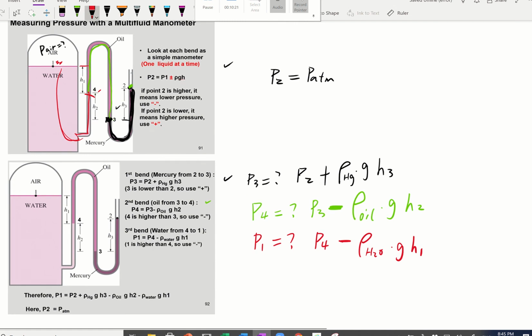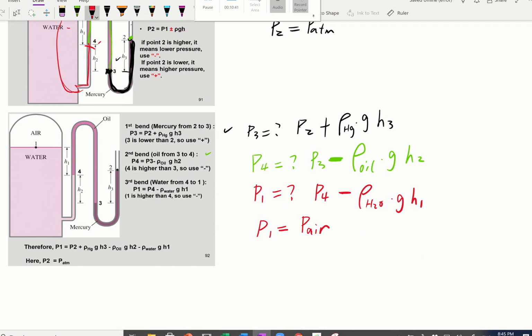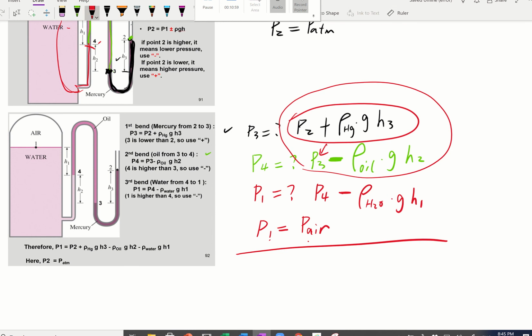And again, the last connection we need to make is that 1 is basically the interface between water and this air we are measuring. So P1 is the air pressure you are trying to solve. Knowing that, if we combine all of those together to find this P air, which is P1, we can plug all those in here. You can bring P3 back in here, and all of those make P4, and then you find your P1, which is your air.